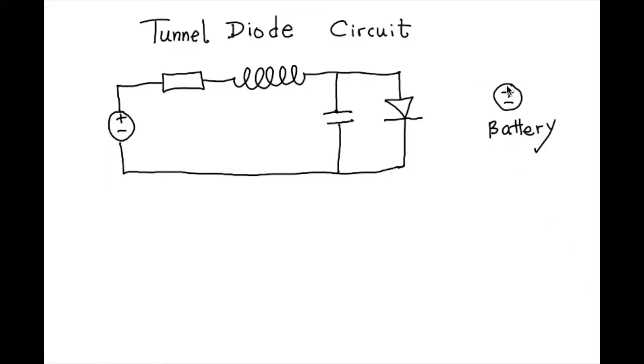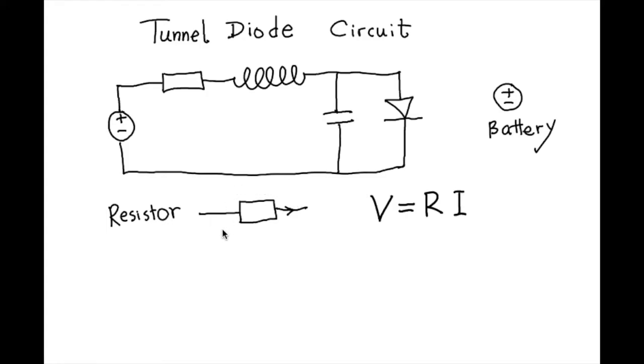So this is a battery, and this is a resistor. If we denote the current flowing through the resistor as I, and the voltage decrease along the direction of the current as V, then V and I satisfy this relationship. Here R is a constant. It is a number called the resistance of the resistor.